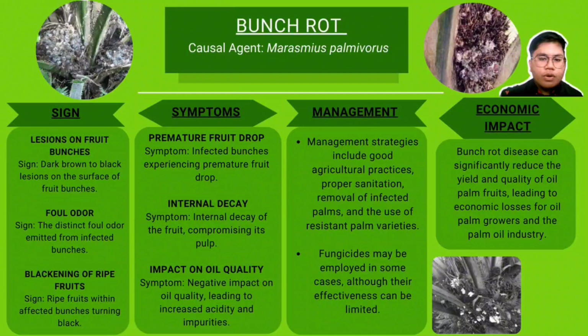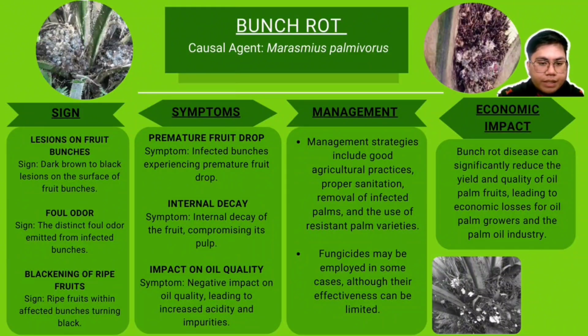Bunch rot disease, also called fruit rot or stem end rot, is a fungal infection impacting oil palm Elaeis guineensis plantations. It specifically affects the fruit bunches, causing diverse symptoms and economic losses in the industry. For this disease, the causal agent is Marasmius palmivorus.